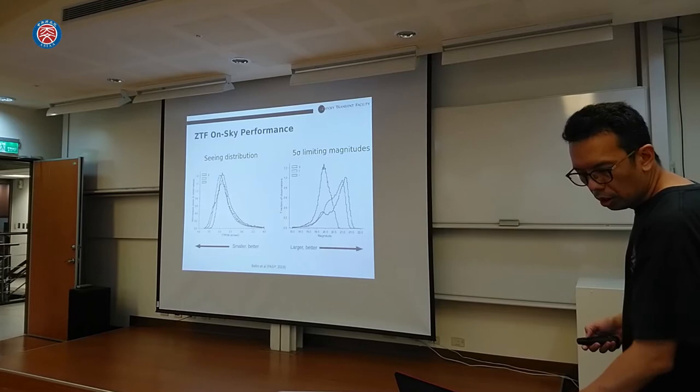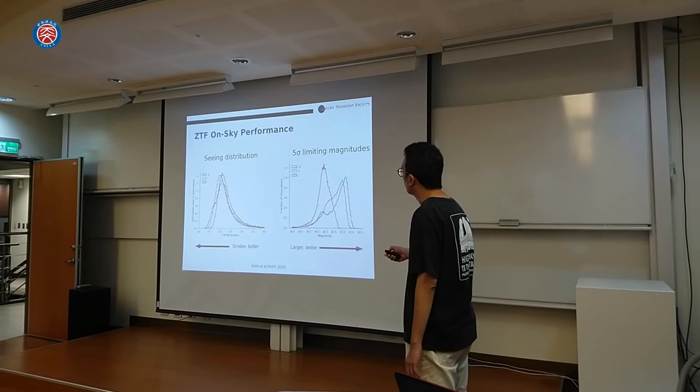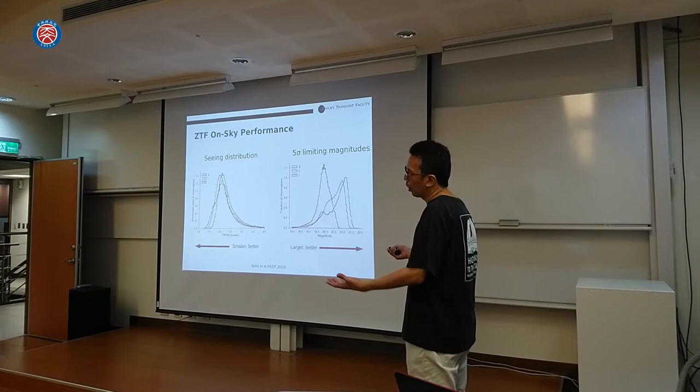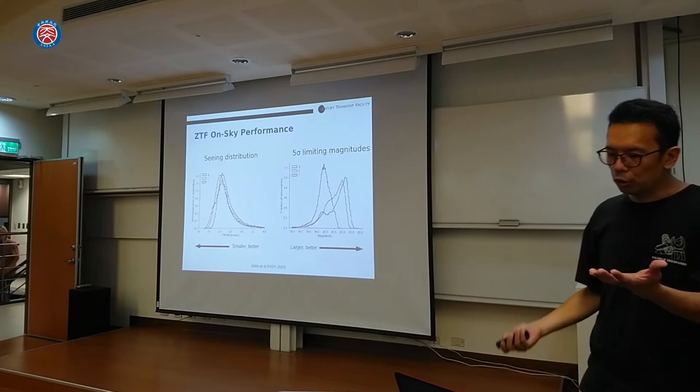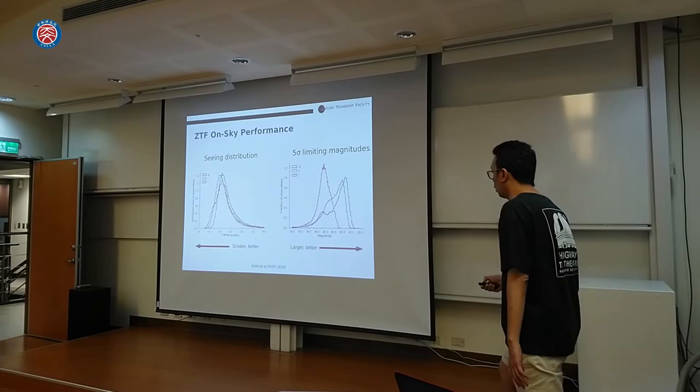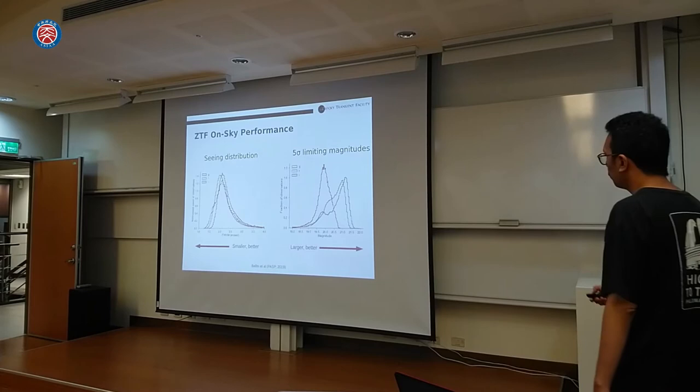Okay, so this is some sky performance from the commissioning and maybe some first-year data. So this is the seeing. Palomar is in Southern California. It's not in Chile, so you won't go there. But it's good enough. You can see the median is 2 arcseconds. That's why they chose the 1 arcsecond per pixel resolution, because of the median seeing at Palomar Observatory. And this is the distribution of the depth. The median is around 20.5, over here, but sometimes it can be even deeper.